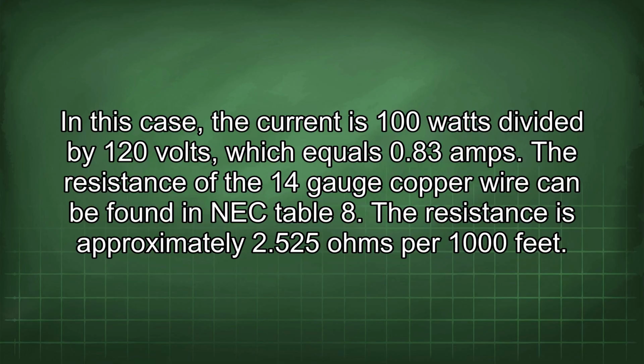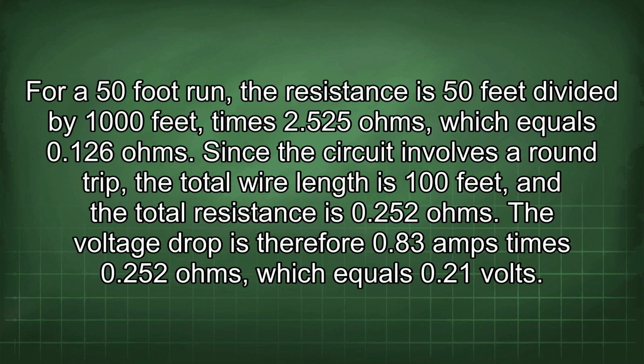The resistance of the 14-gauge copper wire can be found in NEC Table 8. The resistance is approximately 2.525 ohms per 1000 feet. For a 50-foot run, the resistance is 50 feet divided by 1000 feet times 2.525 ohms, which equals 0.126 ohms. Since the circuit involves a round trip, the total wire length is 100 feet and the total resistance is 0.252 ohms.